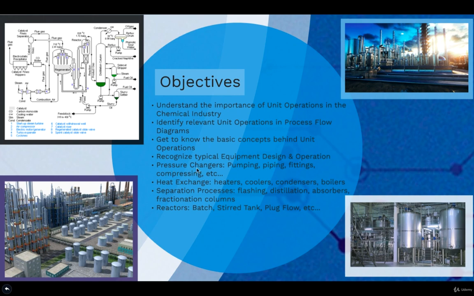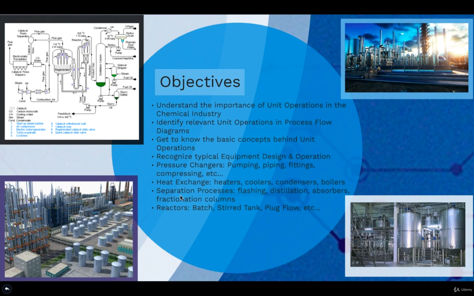We're going to cover the famous pressure changers, which we already saw before, the most important ones: pumping, piping, and compressing. Of course, we're going to cover more, but these are the most relevant for momentum transfer. Heat exchangers, we do that as well: heaters, coolers, condensers, and boilers.